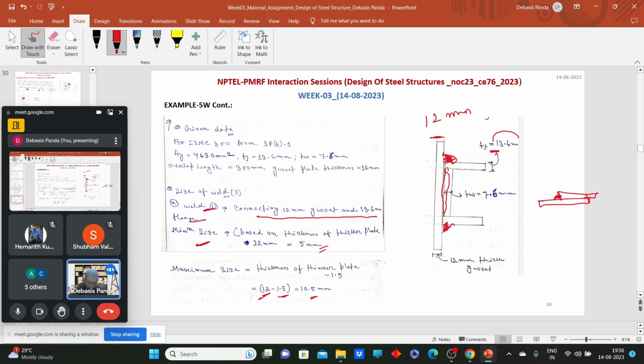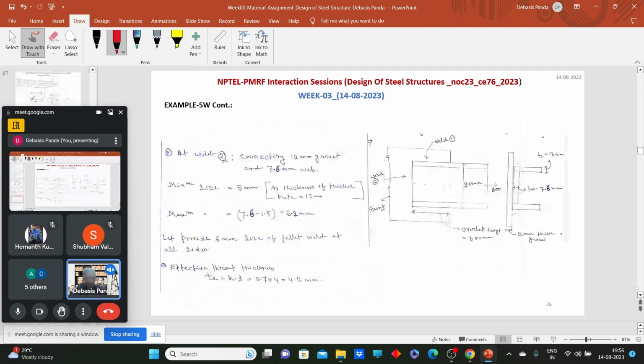For this connection, which is done between 7.6 mm and 12 mm, first we need to find the minimum size, then the maximum size. What should be that minimum size? 5 mm. Now what should be the maximum size? Thickness of the thinner plate minus 1.5, that is 6.1 mm.